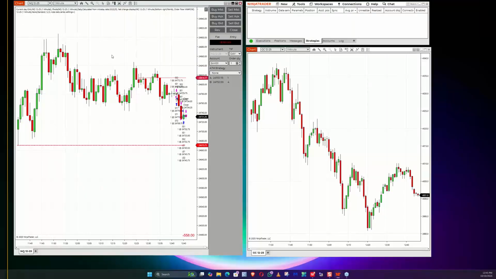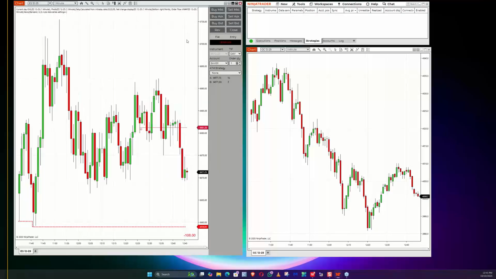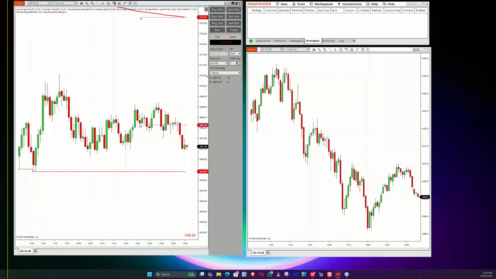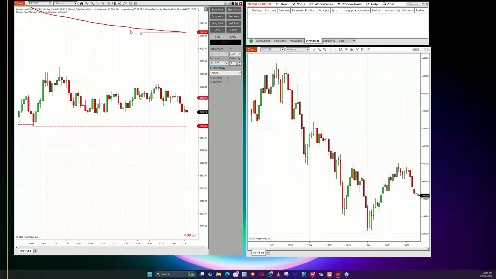So I'm going to change my instrument just because I don't want my orders on the chart. Just for clarity, we'll look at the ES for the rest of what we're doing. And we'll go back to Sim. So once again, now we've got our VWAP.